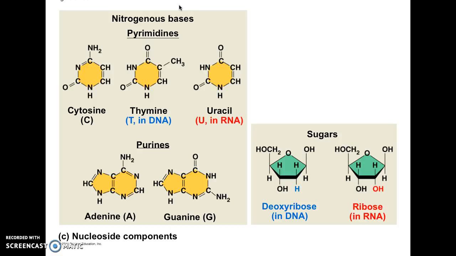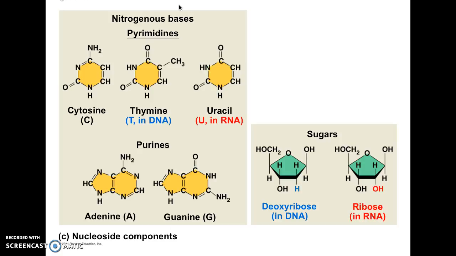There are two types of sugars: deoxyribose, which we see in DNA, and ribose, which we see in RNA. There are 5 nitrogenous bases, and you probably know them as the letters that make up our DNA and our RNA: A, G, C, T, and then U in RNA. They are cytosine, thymine, uracil, adenine, and guanine.